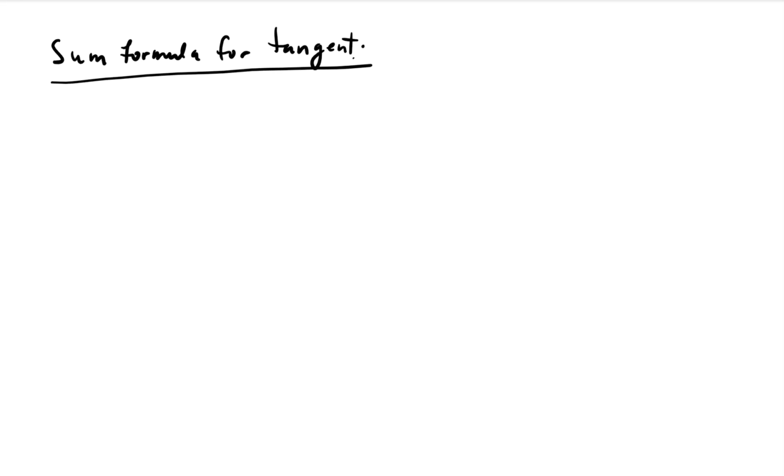Okay, so now we're going to look at the sum formula for tangent. The way to go about this, okay, don't write this, you could actually write it as sine of alpha plus beta over cos of alpha plus beta. Apply the formulas for sine of a sum, cos of a sum, and essentially try to rewrite everything in terms of tangent of alpha and tangent of beta again.